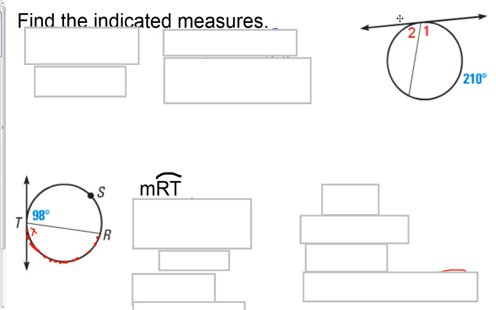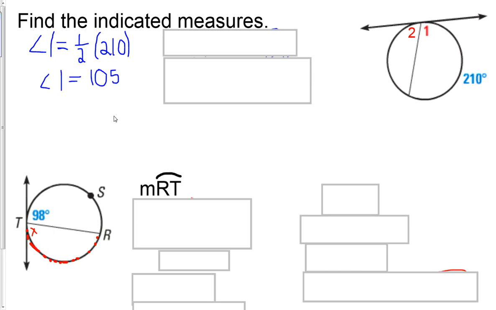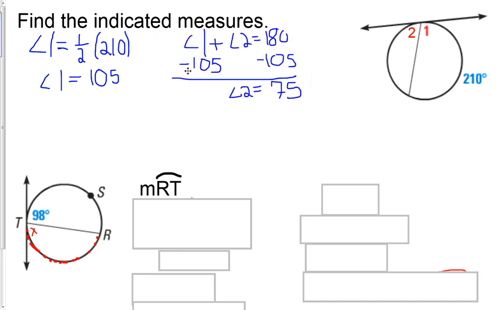Next, we've got find the indicated measure. We've got angles 1 and 2 here. So angle 1: angle equals half arc. The arc is 210. Half of 210 is 105. Now, angles 1 and 2 form a straight line. So now that we know angle 1 is 105, angle 1 plus angle 2 is 180. Subtract 105 from each side. Angle 1 disappears because it is 105, and angle 2 is 180 minus 105, which is 75 degrees.